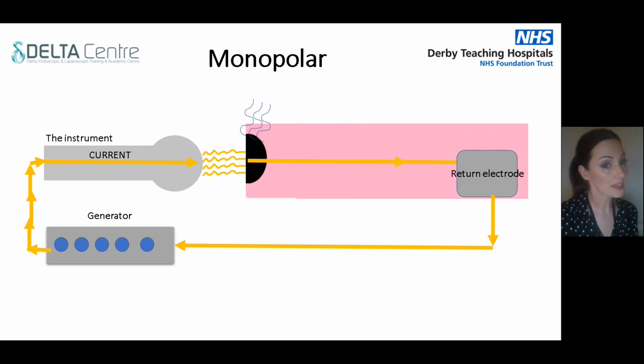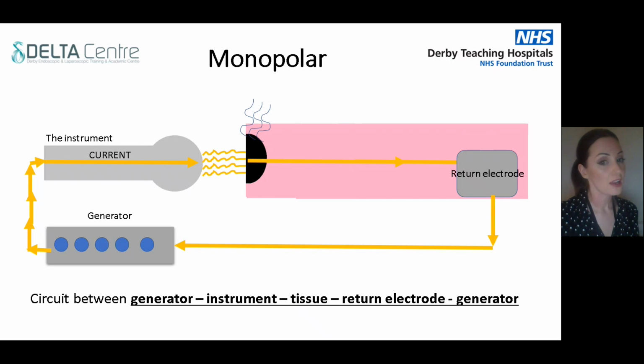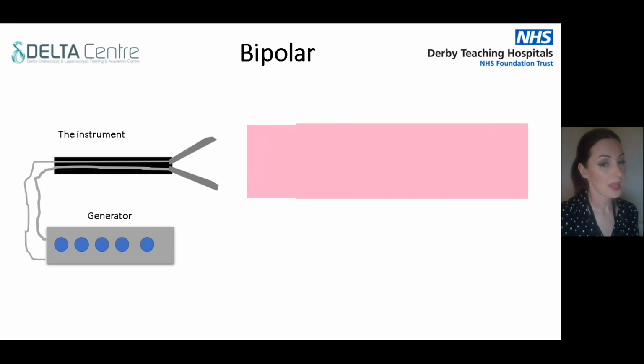As you can see from the diagram, the concept of monopolar is based upon a closed electrical circuit running between a generator, a surgical device, patient tissues, and via a return electrode back to the generator.